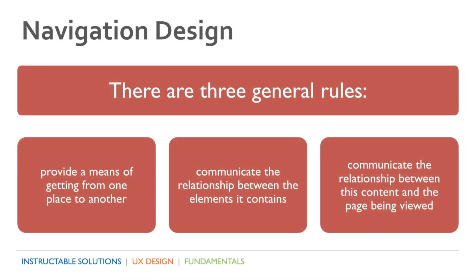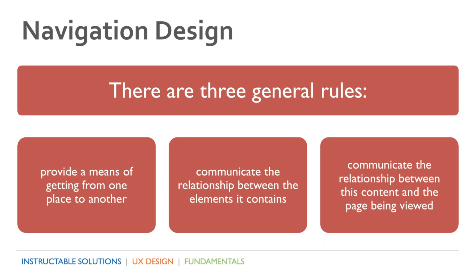And the third of the 3 general rules is that navigation needs to communicate the relationship between this content and the page being viewed. Why am I shown this navigation structure on the page that I'm looking at? Why, when I click on this navigation structure, does it lead me to the page that I'm going to? All of those questions need to be answered and should be very cohesive and intuitive to your users.